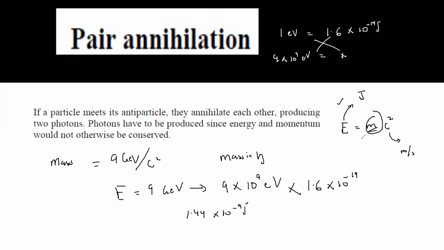But we need the mass in kilograms. So how to get the mass? Mass is equal to energy divided by c square. We have energy in joules, which is 1.44 exponent minus 9. And c, in meter per second, is the speed of light, which is 3 exponent 8. So we will do 1.44 exponent minus 9 divided by 3 exponent 8 square. Why? Because this is the speed of light square, so that's why 3 exponent 8 square. So with energy in joules and the speed of light in square, you can simply find the mass in kilogram. Is this example clear? Yes.